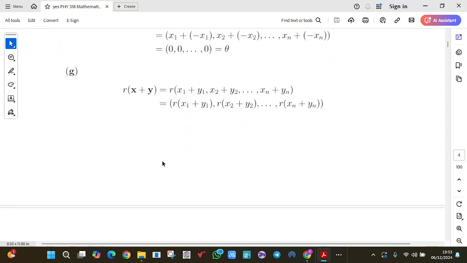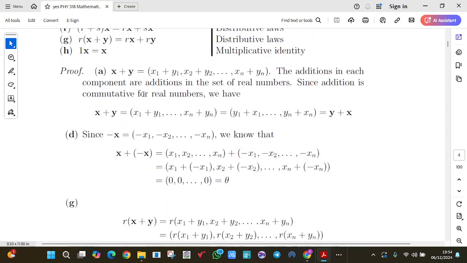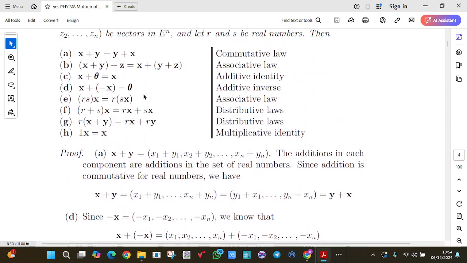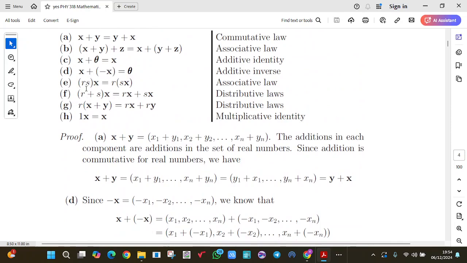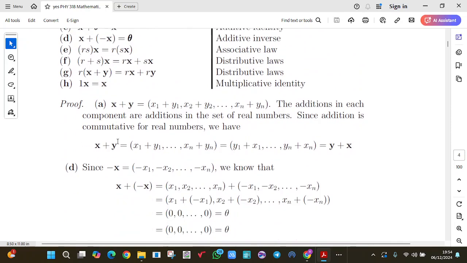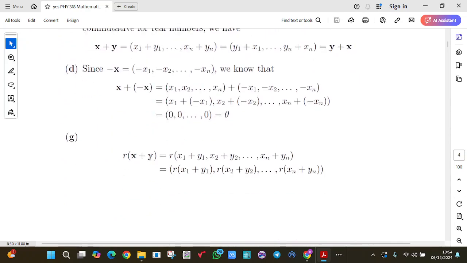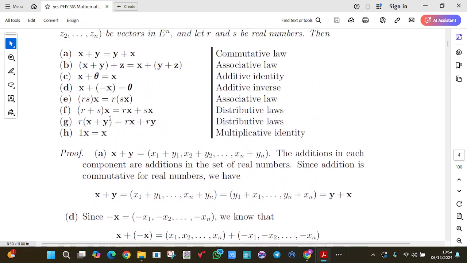Yes, sir. Now, the g part. Where is the g? Okay, well, let's try to prove. Let's look at the g part. I think this is the g part. I want to prove this g. I want to prove that this left hand side is equal to the right hand side.